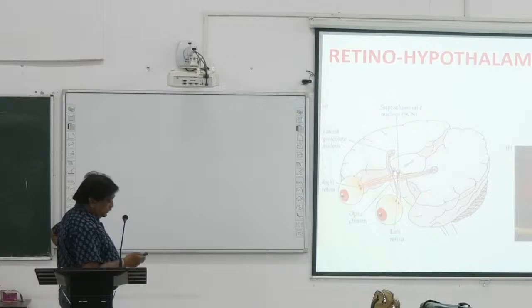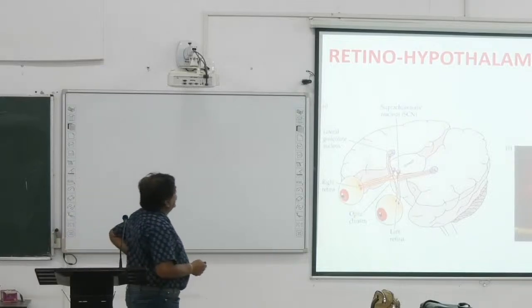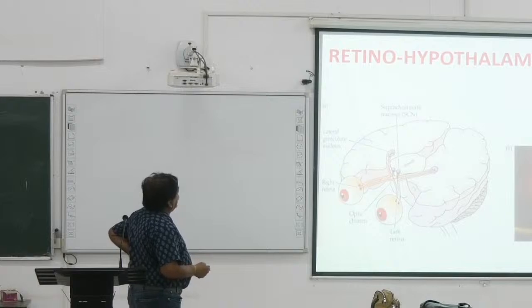Now, retinohypothalamic pathway. This is the suprachiasmatic nucleus, lateral geniculate body, and see the right retina, the optic chiasma, and the left retina. This is the left retina, this is the right retina.